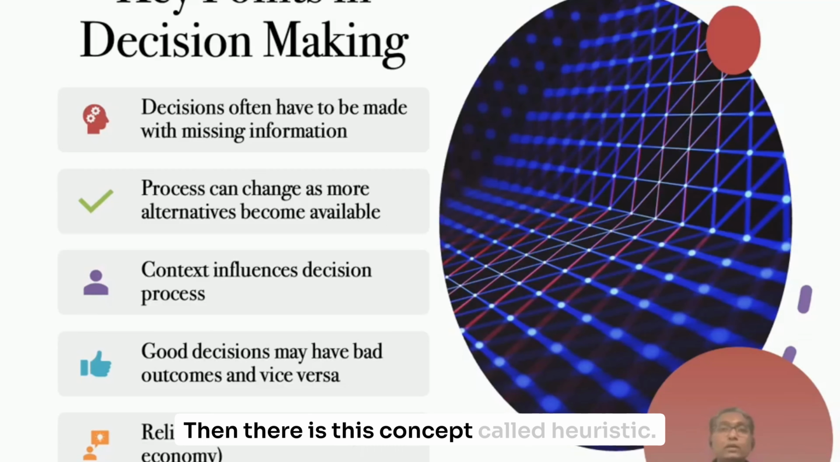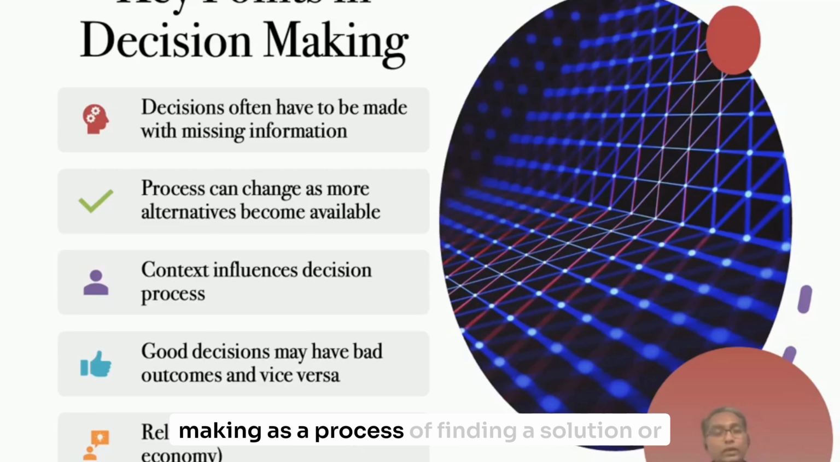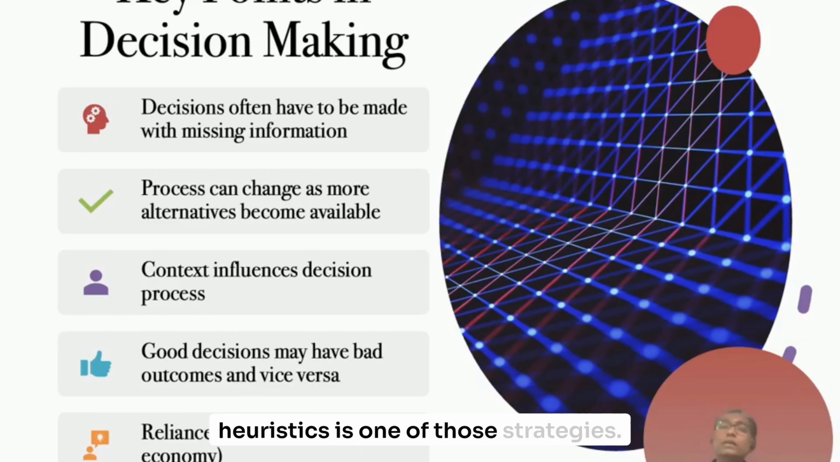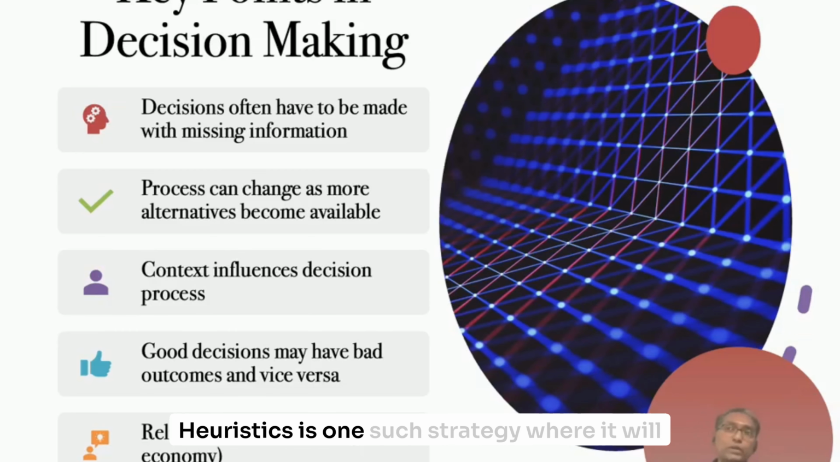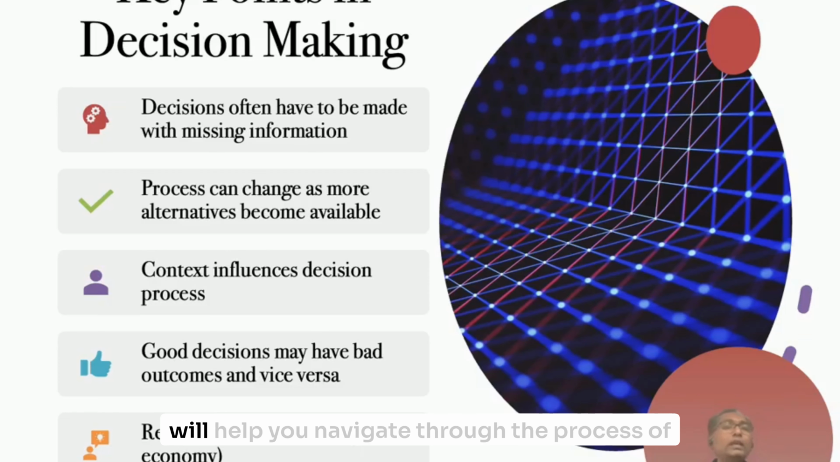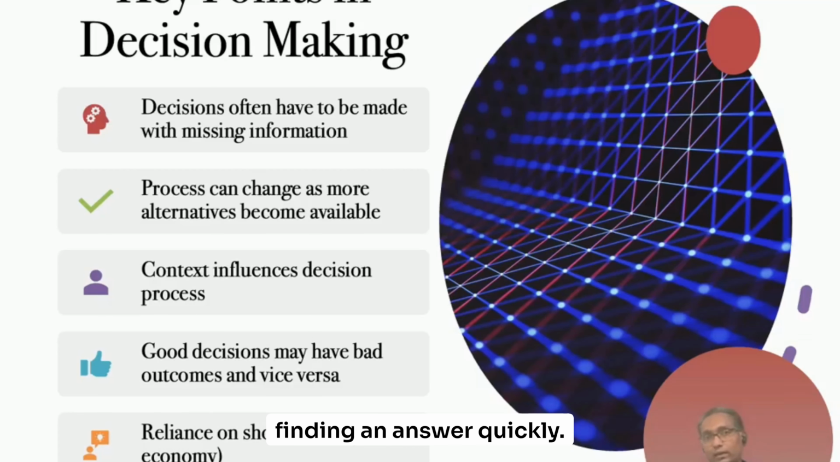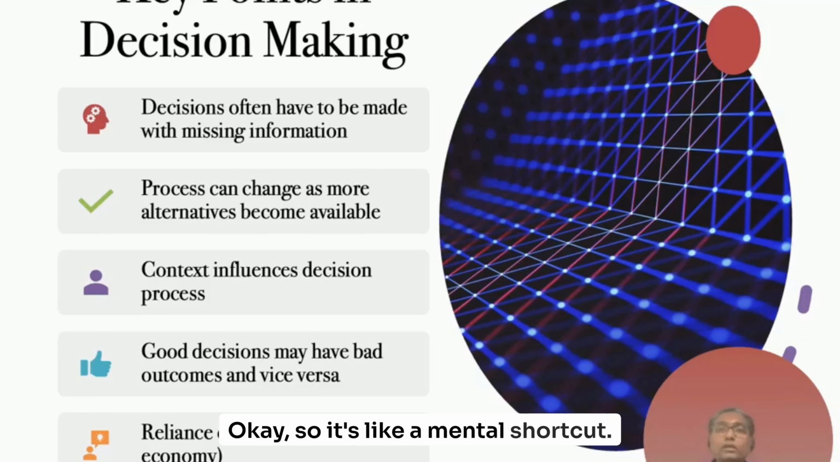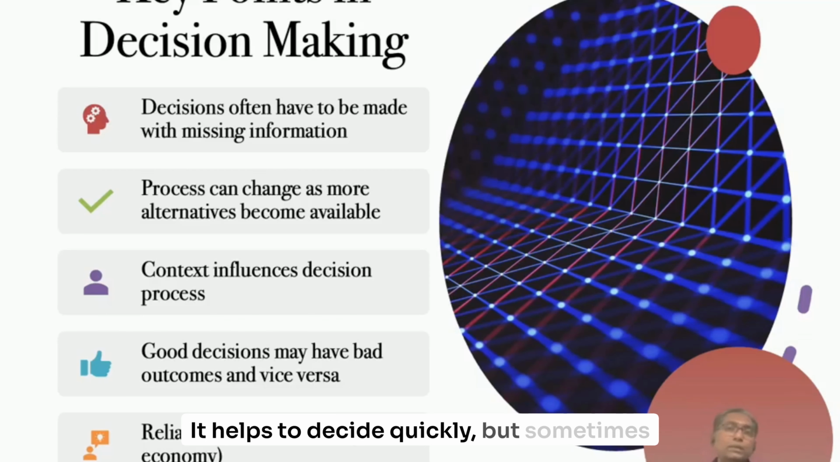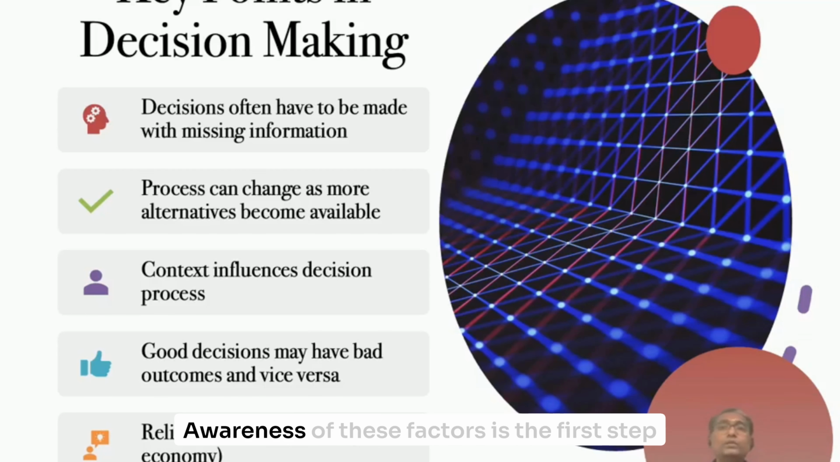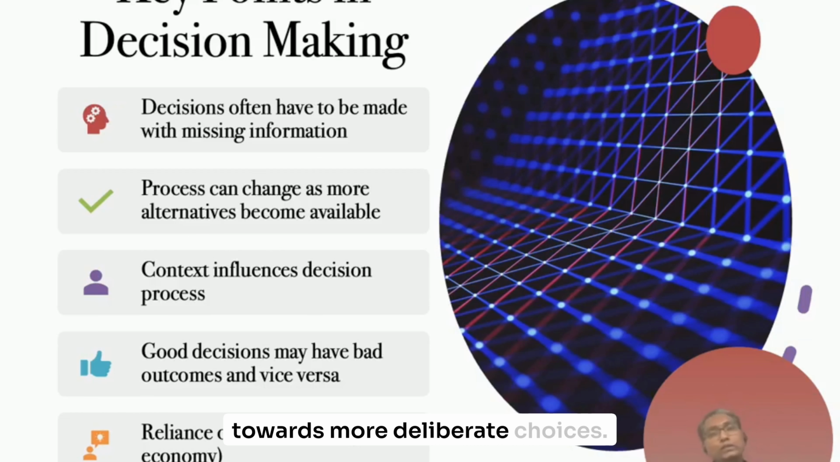Then there is this concept called heuristic. If you define problem solving and decision making as a process of finding a solution or making a choice by using a strategy, heuristics is one of those strategies. It will not guarantee you the right answer, but it will help you navigate through the process of finding an answer quickly. So it's like a mental shortcut. It helps us decide quickly, but sometimes leads us astray. Awareness of these factors is a first step towards more deliberate choices.